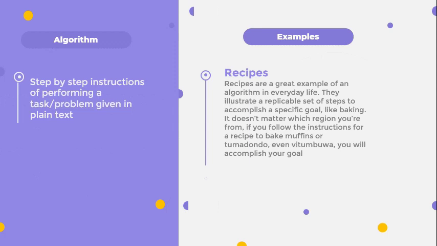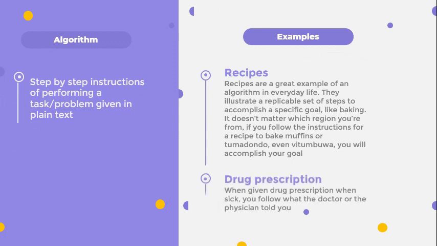Let's say baking. It doesn't matter which region you are from. If you follow the instructions for a recipe to bake muffins or madondo, even vitumbua, you accomplish your goal. All you need is to follow the instructions step by step, then you perform that task or achieve whatever you want to achieve. And that is an algorithm. Another example, drug prescription. When you go to a clinic when you are sick, a doctor or a physician will tell you, do not take this medicine before you eat. It is also an algorithm.